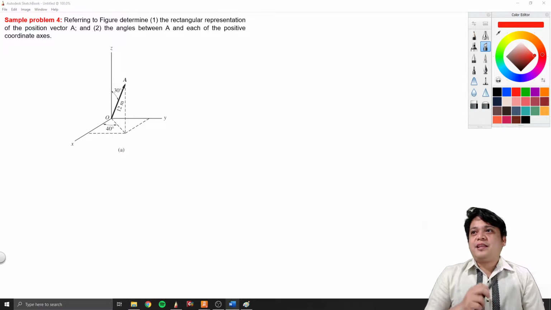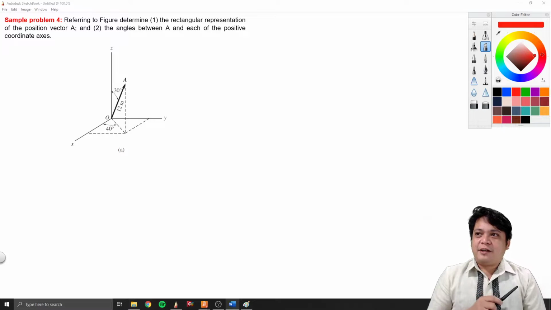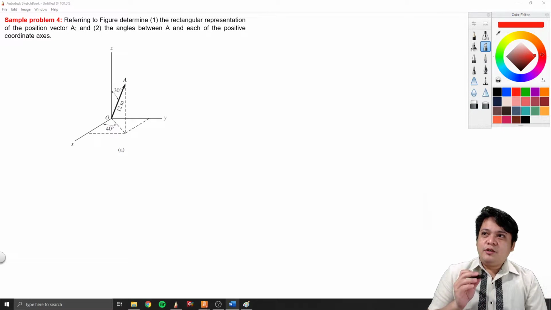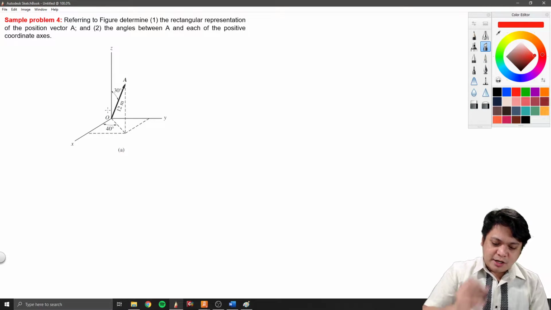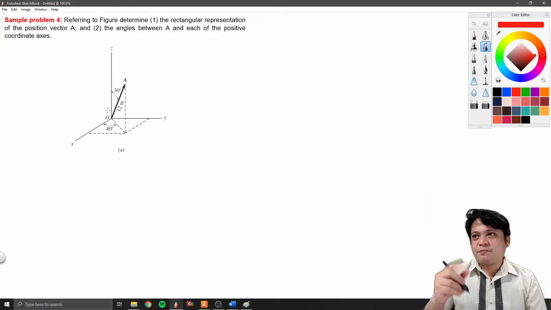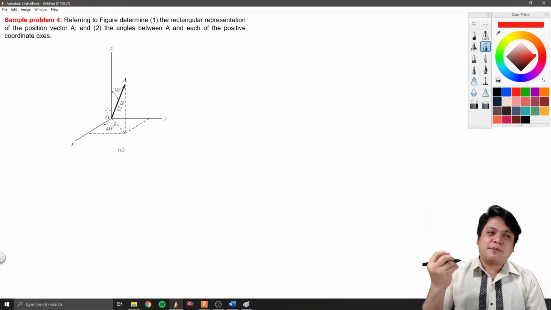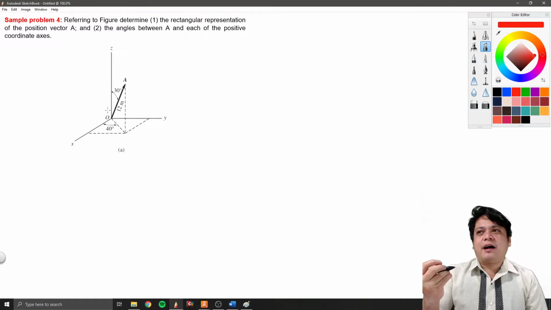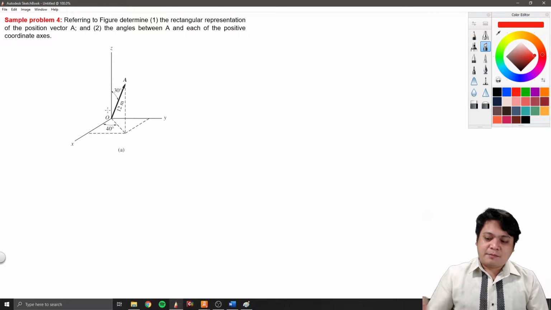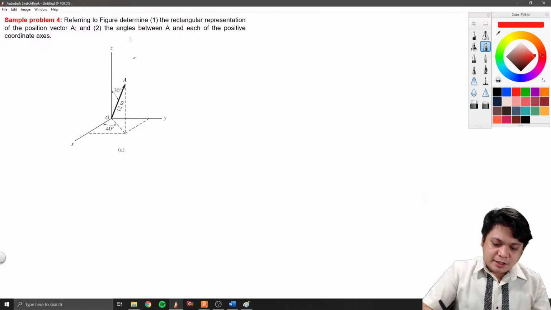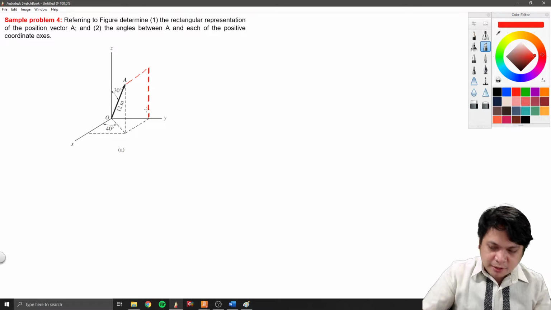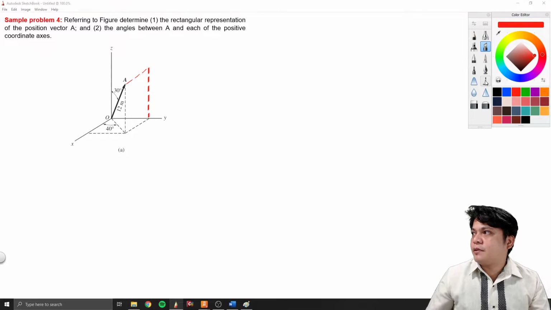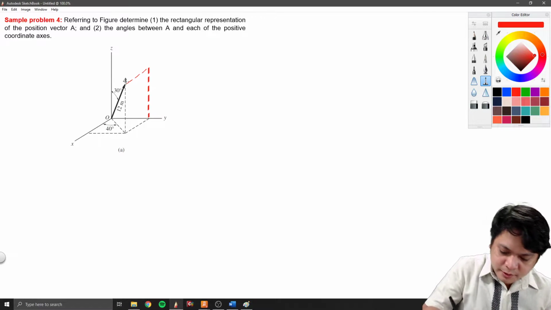Yung angle dito na ibinigay, dalawa, no? Una, yung segment OA. Sabi ko nga, we could represent that as parang palaging diagonal ng isang rectangular parallelepiped. Okay? So, gawin natin yon. So, let's try to have it this way. Kunin natin yung rectangular parallelepiped. Okay? So, ayan, meron ka doon.